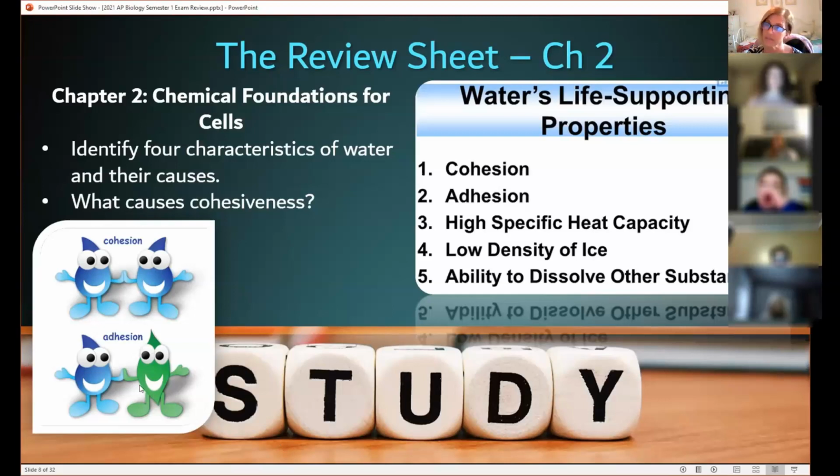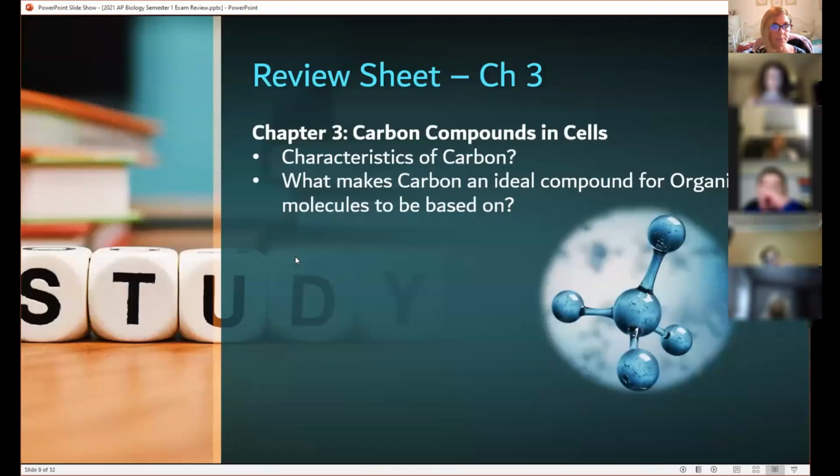Adhesion is what allows it to be a solvent. So it's the universal solvent. So adhesion, the positive portion of hydrogen from water, is attracted to a negative portion of some other molecule like salt. And that is what allows it to pull it apart. Those are the only properties of water you need to be familiar with. Okay? Stop me at any time.